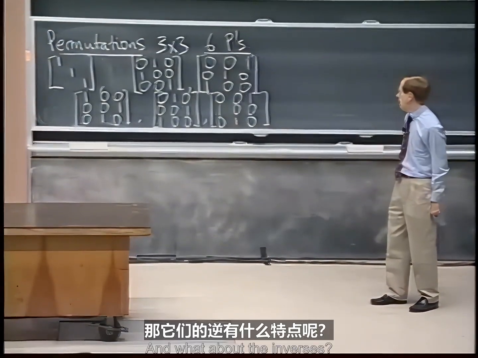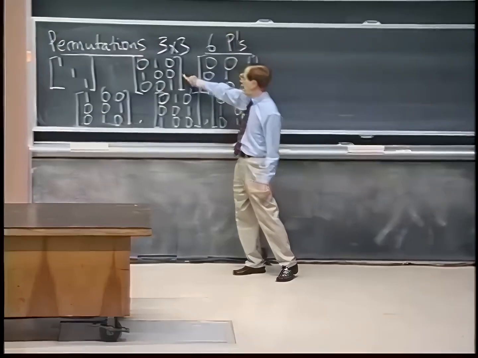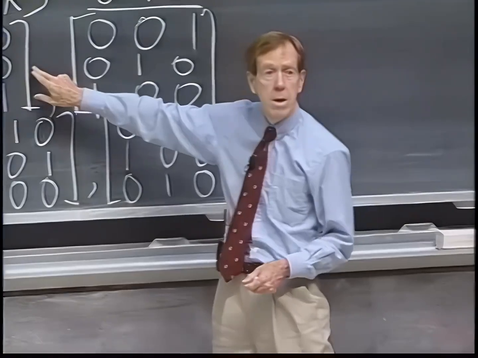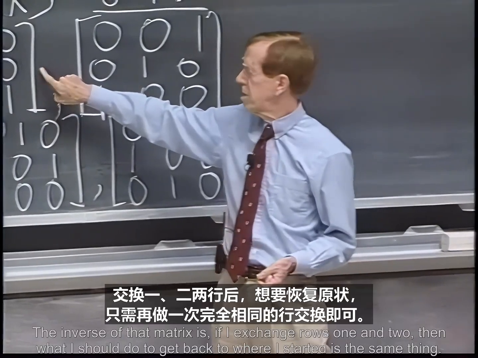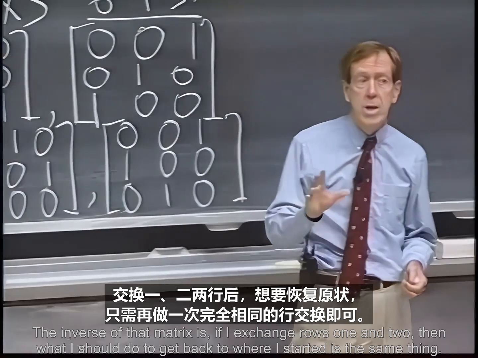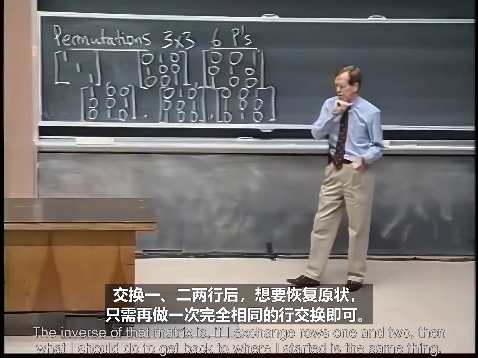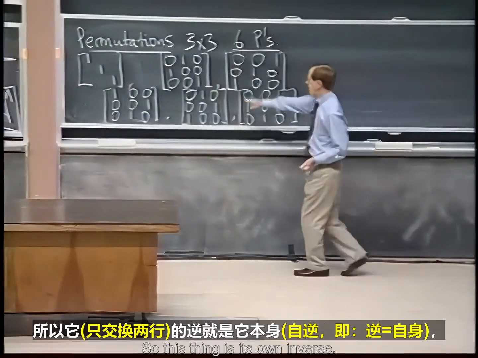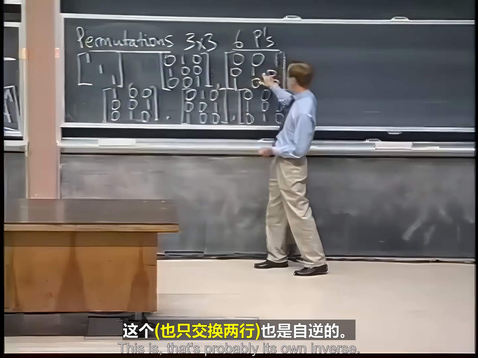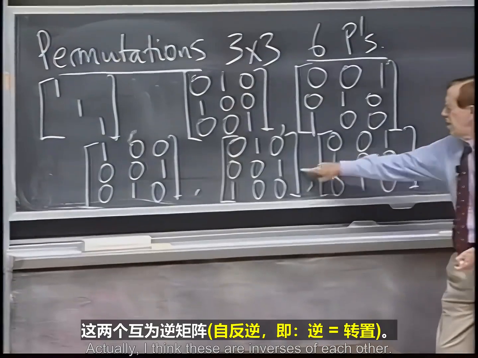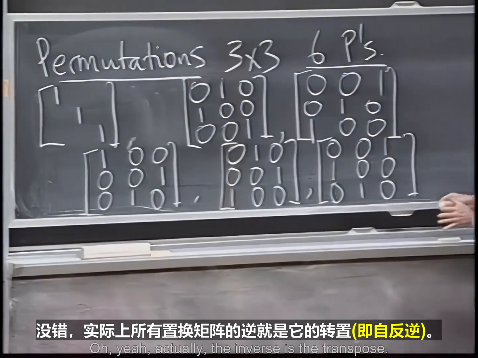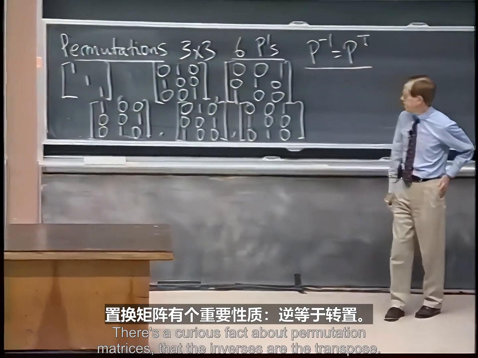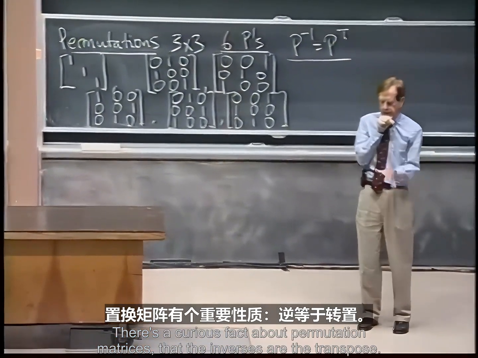And what about the inverses? What's the inverse of this guy, for example? If I exchange rows 1 and 2, what's the inverse matrix? Just tell me fast. If I exchange rows 1 and 2, then what I should do to get back to where I started is the same thing. So this thing is its own inverse. That's probably its own inverse. This is probably not. Actually, I think these are inverses of each other. Oh yeah, actually, the inverse is the transpose. There's a curious fact about permutation matrices, that the inverses are the transpose.